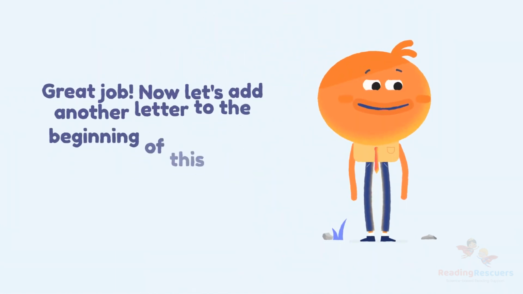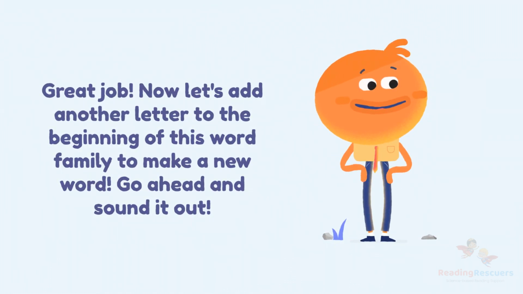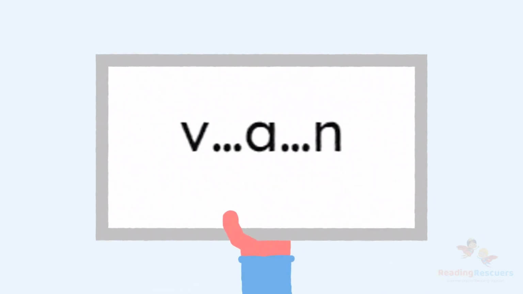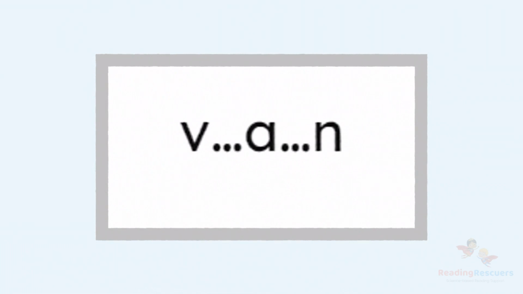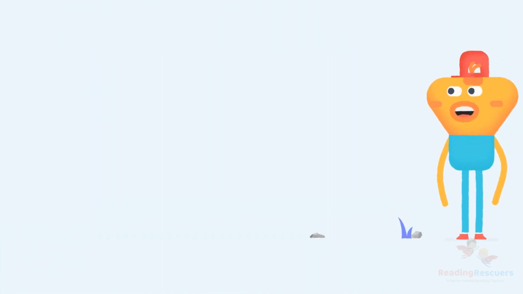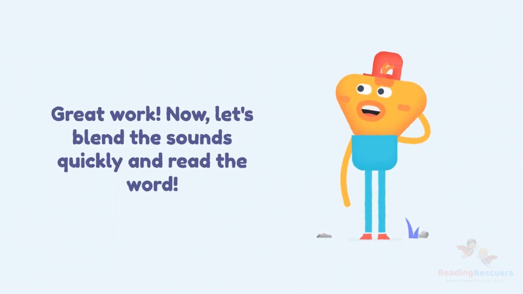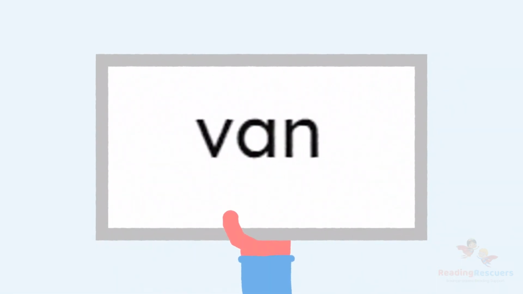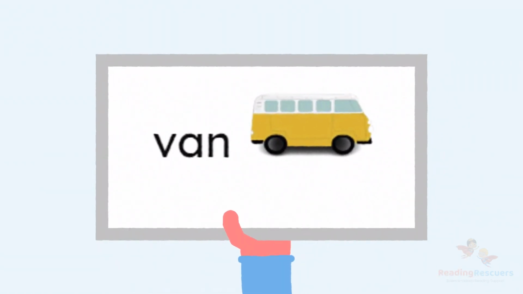Great job. Now let's add another letter to the beginning of this word family to make a new word. Go ahead and sound it out. Great work. Now, let's blend the sounds quickly and read the word. Van.